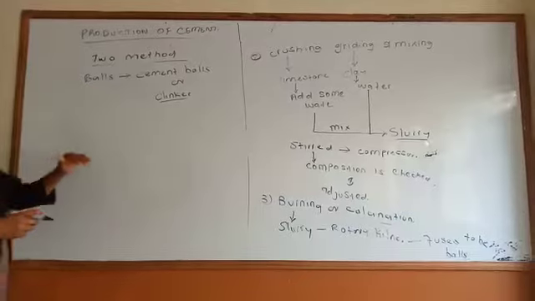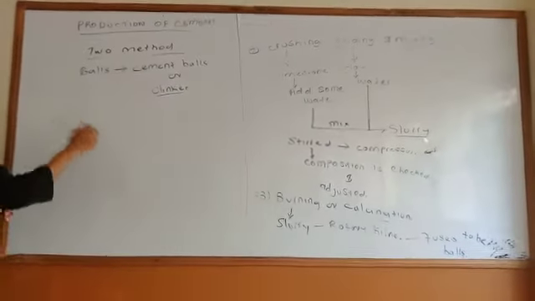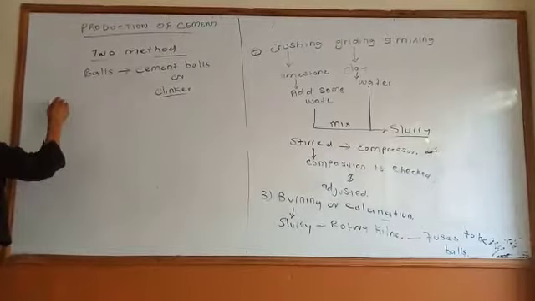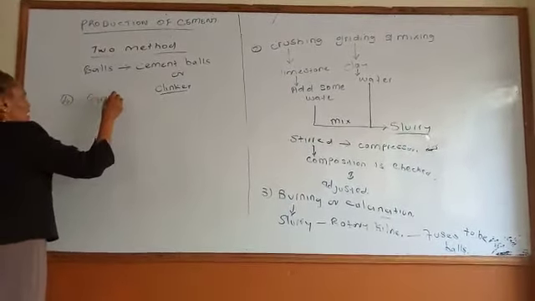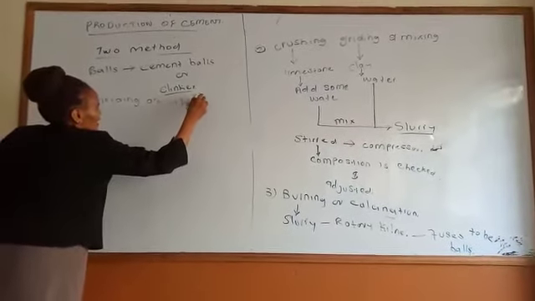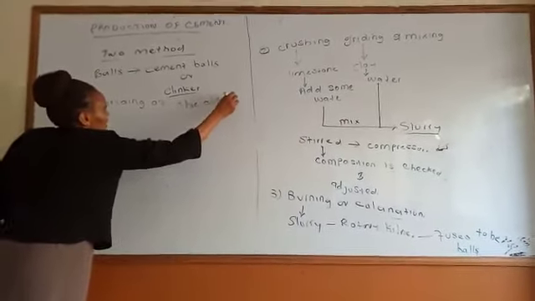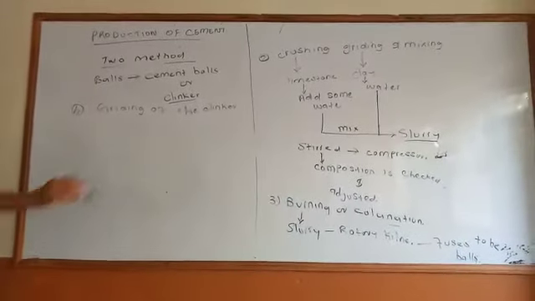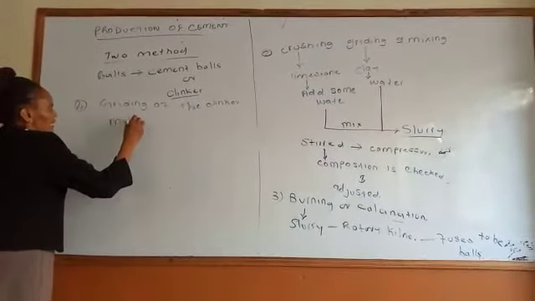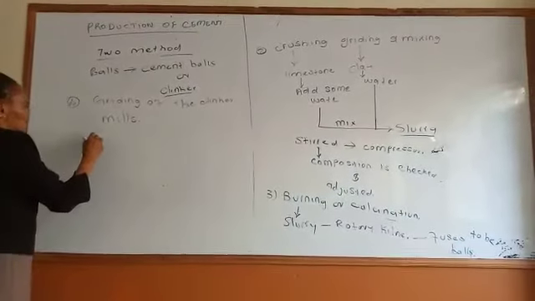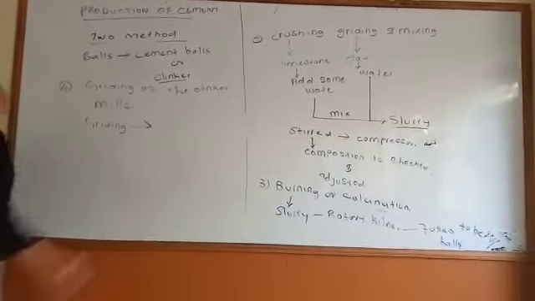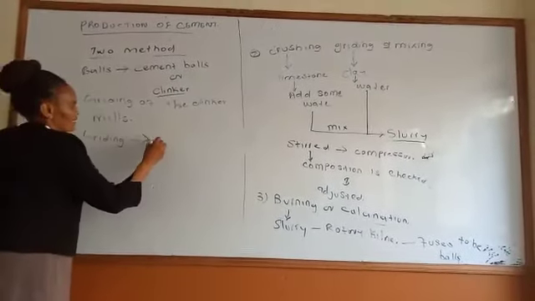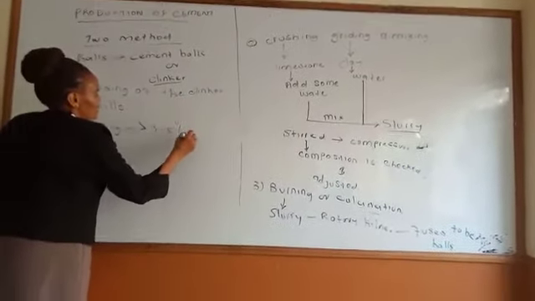After the burning, we go to the last step, step number 4, which we call grinding of the clinker. And where do we do that? We do that in what we call the mills. During the process of grinding, we add 3 to 5% of gypsum.